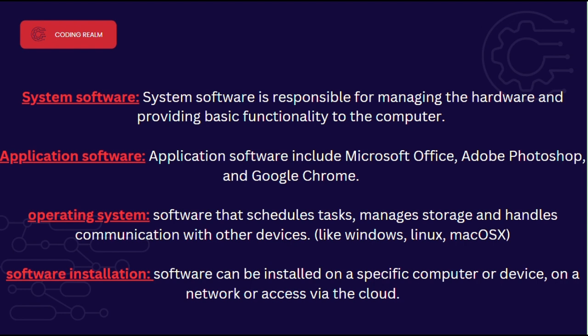Now let's talk about the operating system. An operating system is a software that schedules tasks, manages storage, and handles communication with other devices, like Windows, Linux, and Mac OS. The software installation: how to install a software? Software can be installed on a specific computer or device, on a network, or accessed via the cloud.